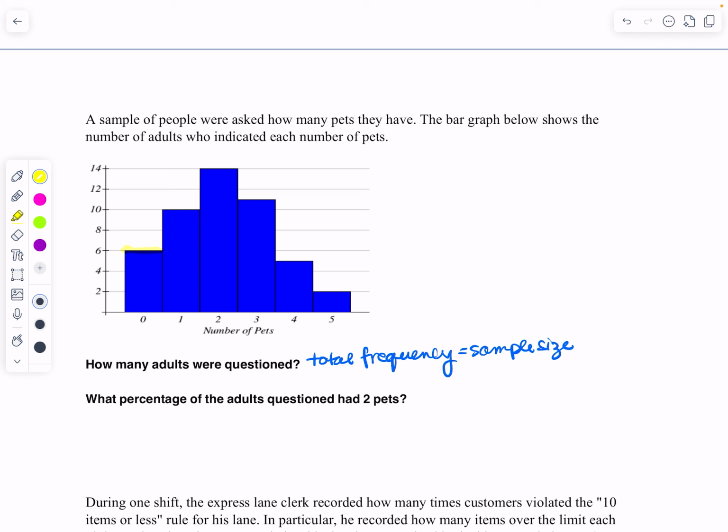So people who had 0 pets were 6, plus, now I look at the next one, someone who had 1 pet was 10, plus, now I move over to 2 pets, which is 14, that's the frequency of that, plus people who had 3 pets were 11, plus, now we move on to people who have 4 pets, which is 5. And then people who had 5 pets, the frequency of that is 2.